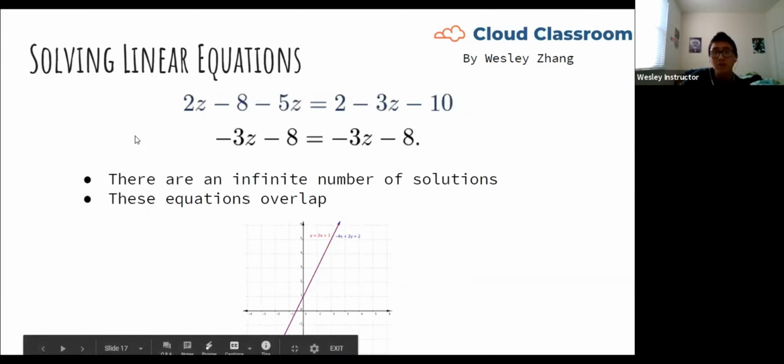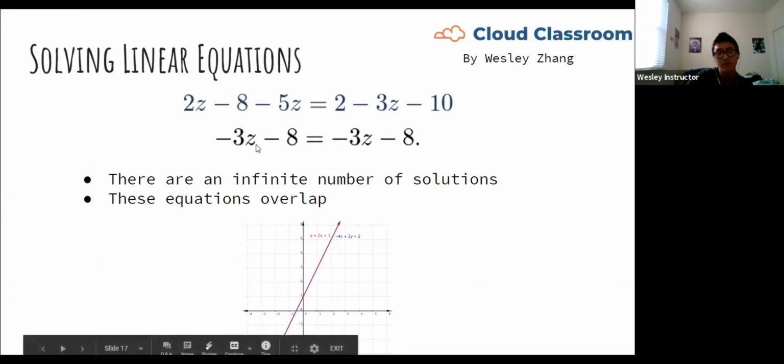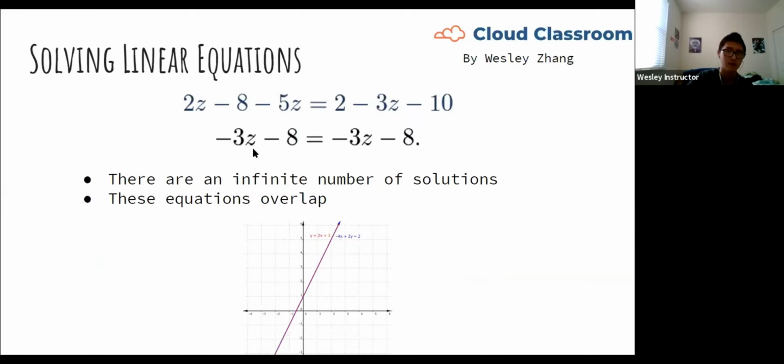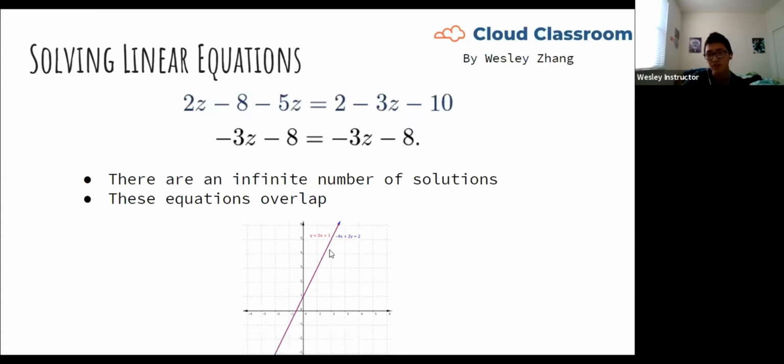All right, here's another example. We combine terms from both sides, and we get negative 3z minus 8 equals negative 3z minus 8. But those are the exact same equations. That means there are an infinite number of solutions. We can plug in whatever we want for z, and it will always be true. You can plug in 0, 1, 9,000, whatever. Whereas in the previous example the lines were parallel, these lines actually overlap. These are the exact same line, just written differently.